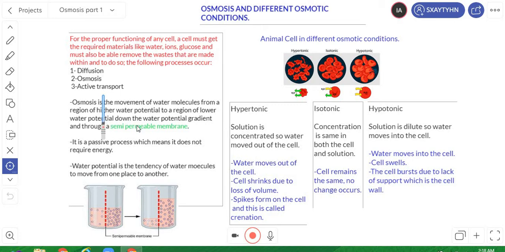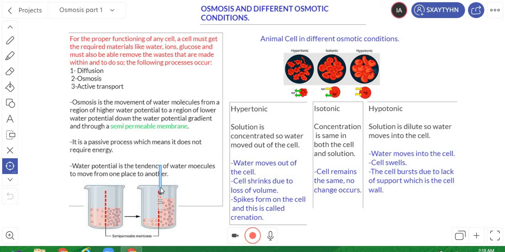Osmosis is the movement of water molecules from a region of higher water potential to a region of lower water potential down the water potential gradient and through a semi-permeable membrane. Now when we say osmosis, all it concerns is the movement of water molecules, no solids or gases, just liquids. And when I say from a region of higher water potential, what is water potential? Water potential is basically the tendency of water molecules to move from one place to another.